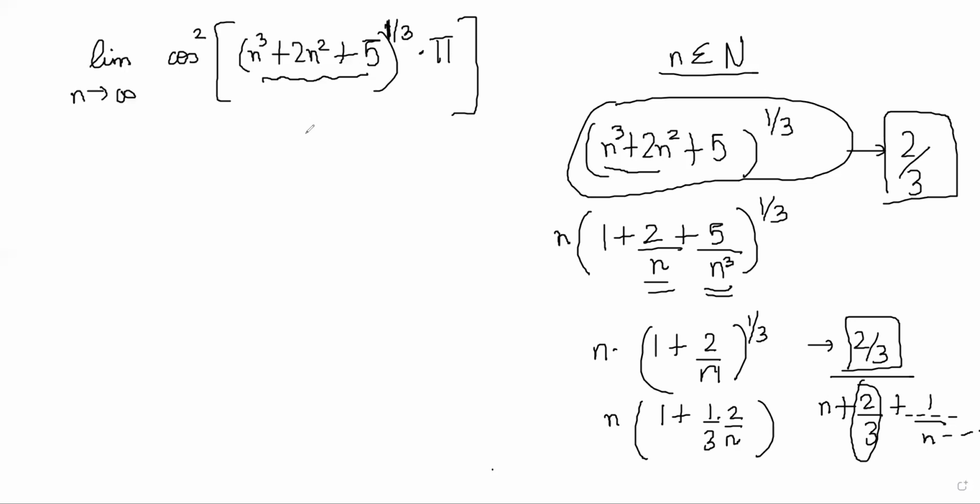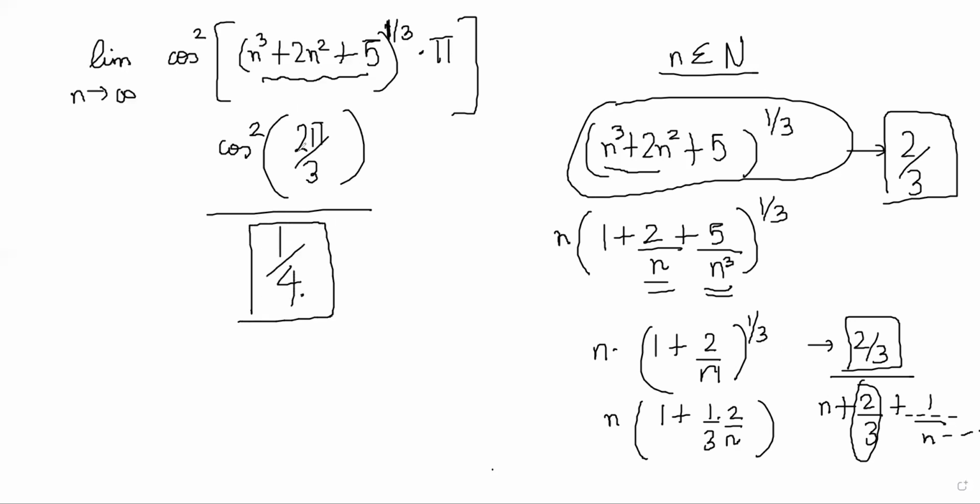So the answer will be just cos square of 2 pi by 3. How did we do it? We took n outside, then thought about this. We expanded it by binomial theorem and got one term. The other term will have 1 by n square, so it will not matter. So what will matter is n plus 2 by 3. That should matter.